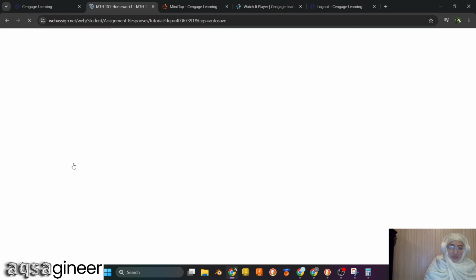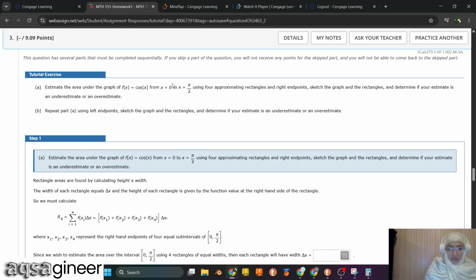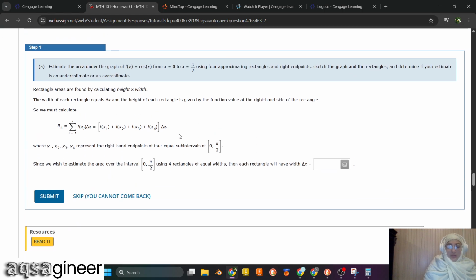So cosine x from x equals 0 to pi equals 0. Alright, rectangle areas are found by calculating height times width. The width of each rectangle equals delta x, and the height of each rectangle is given by the function value at the right hand side of the rectangle.